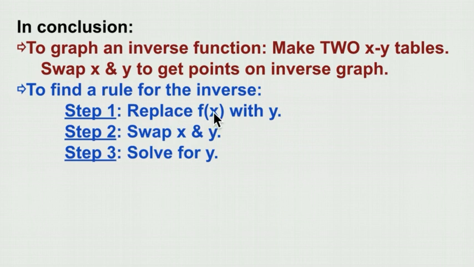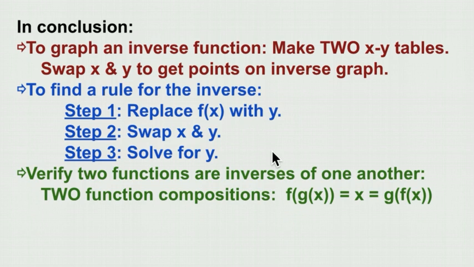Step 1 is to replace the f of x with y if it's not already done. Swap x and y, swap places, and then solve for y. And the result that you get for y will be your inverse function, f inverse of x. Another thing to remember is that if you need to verify that 2 functions are inverses of one another, then you need to do 2 function compositions. You need to find f of g of x, and you also need to find g of f of x, and they should both simplify to x.